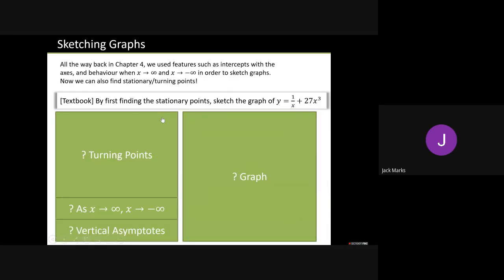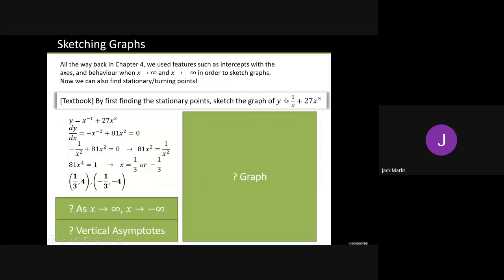And why is this useful? Well, this is useful because we can link it back to our drawing of graphs. You might remember from chapter 4, what we could do is we were sketching graphs. So what we're doing here is first finding stationary points. Stationary points are when dy dx equals 0, and we can find x values, and we can find the corresponding y values by plugging them back in here. Okay. These are turning points of this graph.